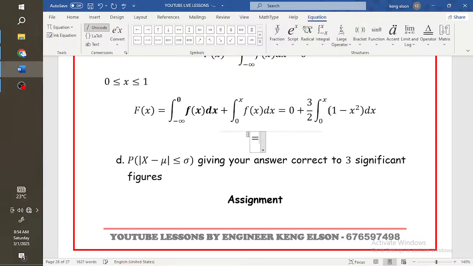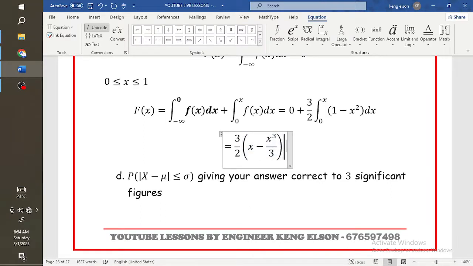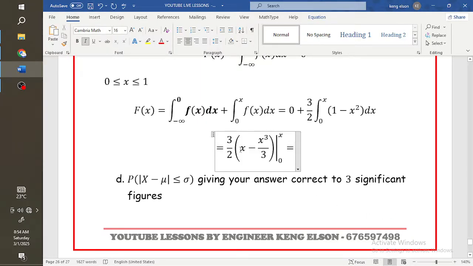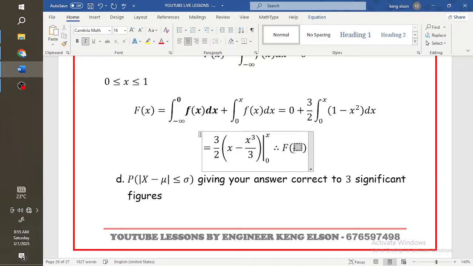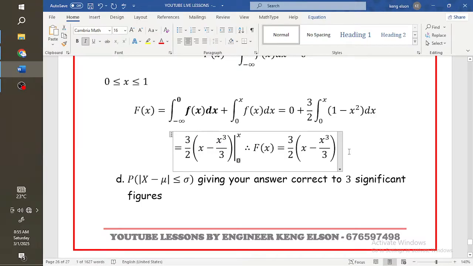Now let us get the answer. So we have 3 on 2, and if you integrate, you have x minus x cubed on 3 from 0 to x. You realize that if you fit x, you just have the same answer here, and where you fit 0, you have 0. So I can say therefore my capital F of x on that interval is just equal to 3 over 2 into x minus x cubed on 3. Why? Because when I fit x, it does not change, it still remains as x. Then minus, when I fit 0, I get 0. So this is my F of x on that interval.